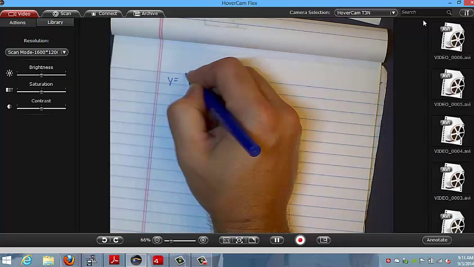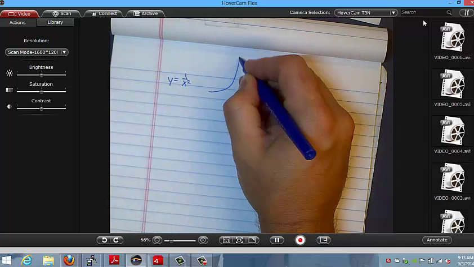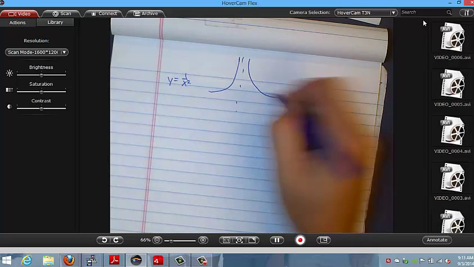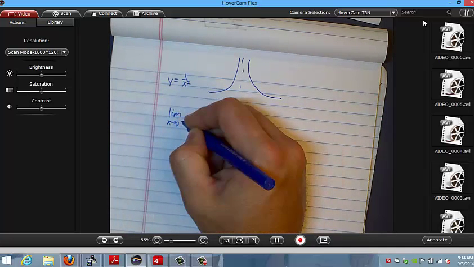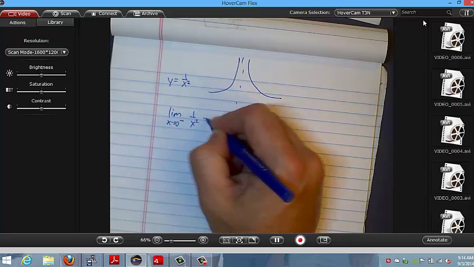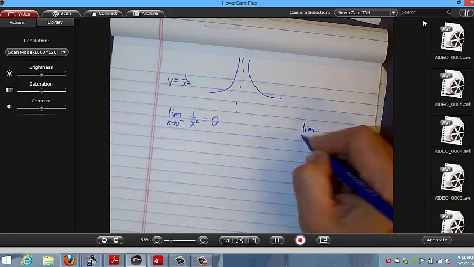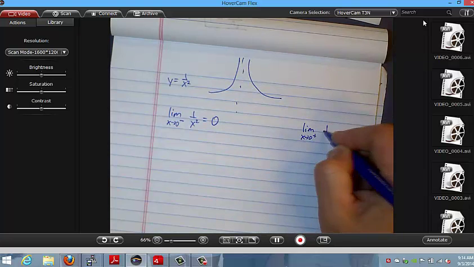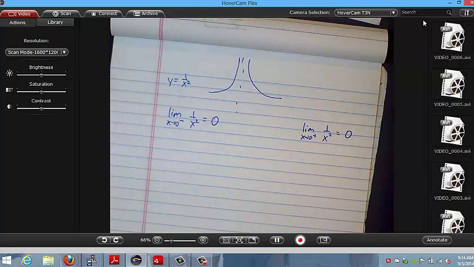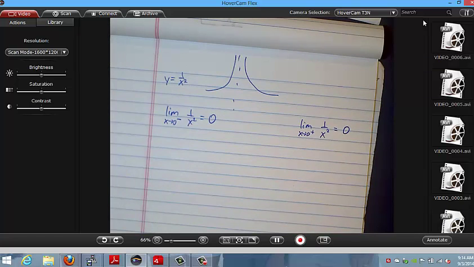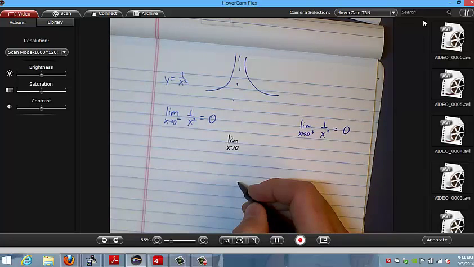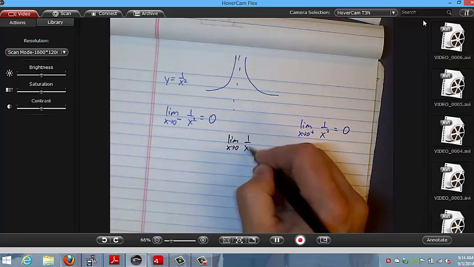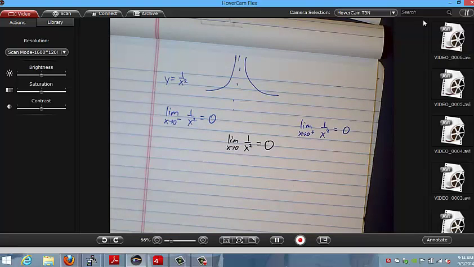When you have y equals 1 over x squared, and from either side you approach that, we're going to say the limit as x approaches 0 from the negative side of 1 over x squared is 0, and we're going to say the limit as x approaches 0 from the positive side of 1 over x squared is 0. And so that's the only time that we're going to say the limit as x approaches 0 of 1 over x squared equals 0. We're going to say that. Okay?